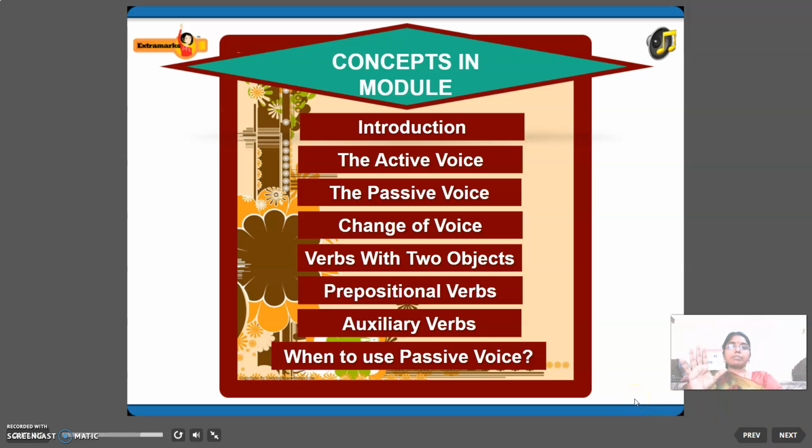Now, what are the concepts in this module? Introduction. Next is the active voice. Next is the passive voice. Next, change of voice. Verbs with two objects. Next, prepositional verbs, auxiliary verbs, and when to use passive voice. This is what we are going to learn in this module, right?